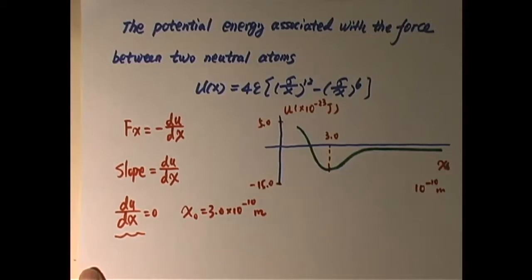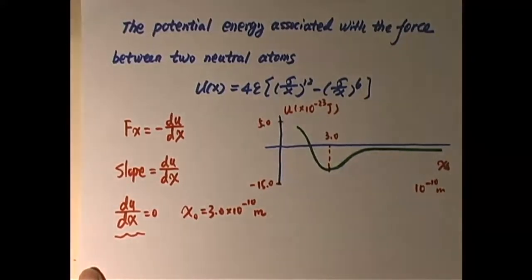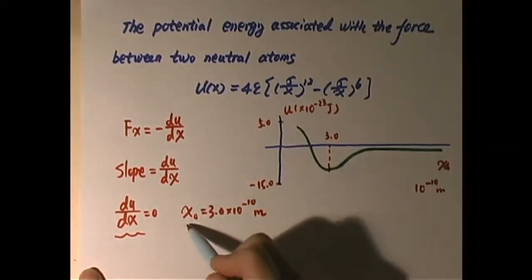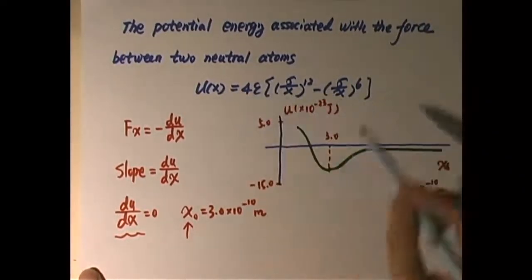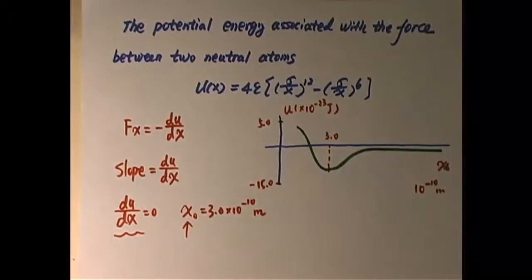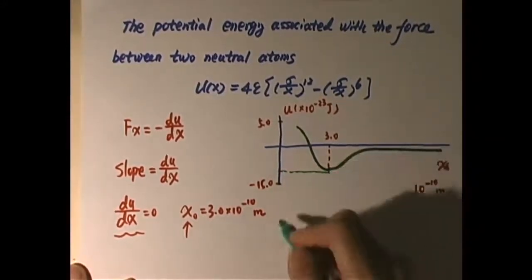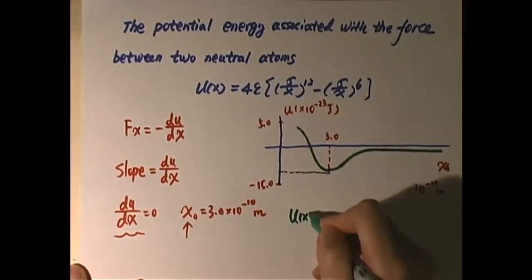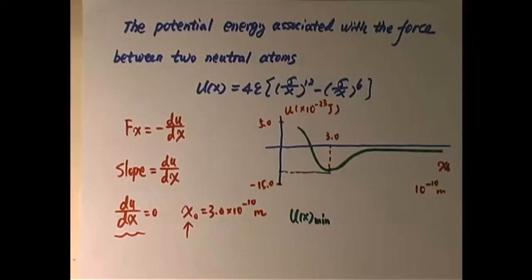That means when the distance between two neutral atoms is 3.0 times 10 to the negative 10 meters, the force between them is 0, because dU dx equals the force, which equals 0. When we plug this x naught into this equation, we get the so-called potential energy minimum. Obviously, we can see it's a minimum.